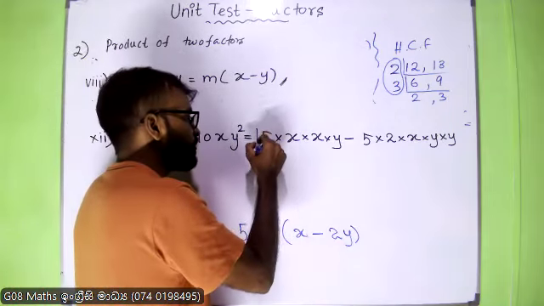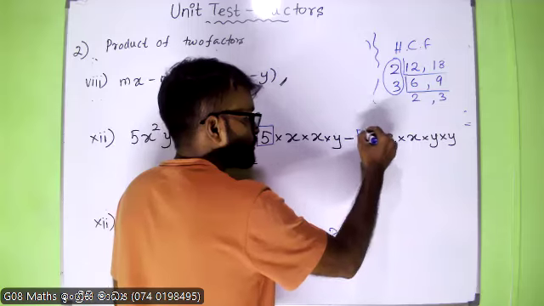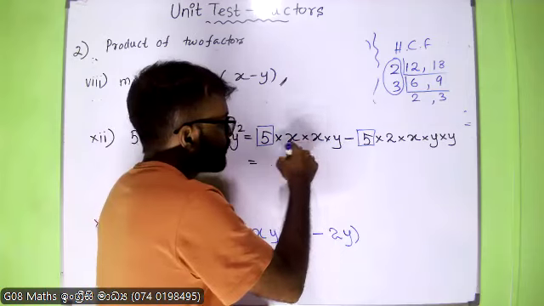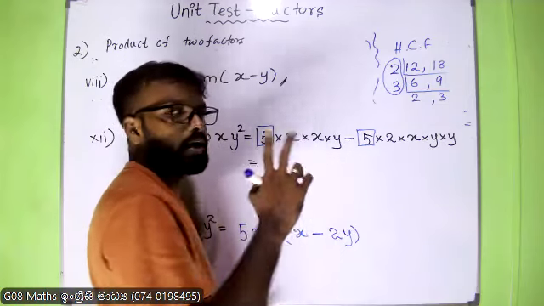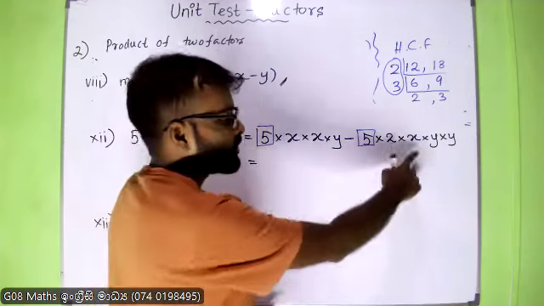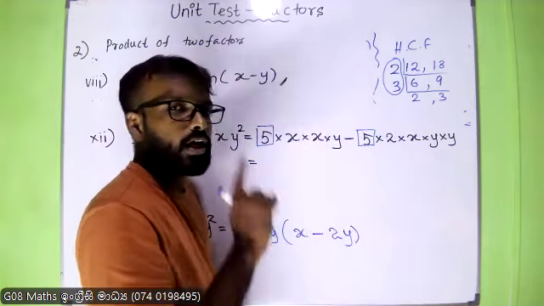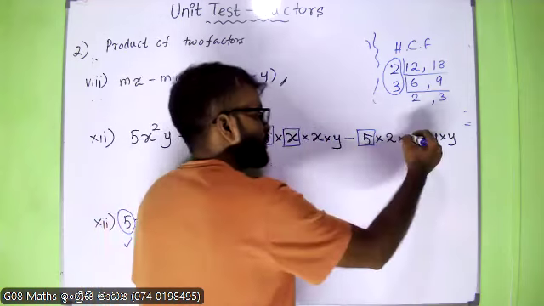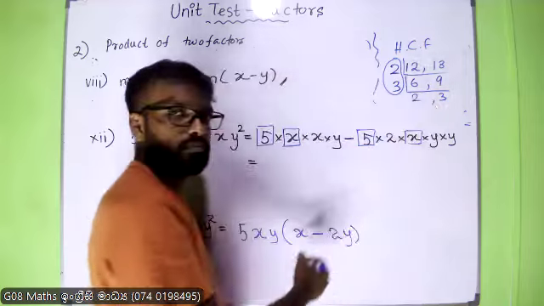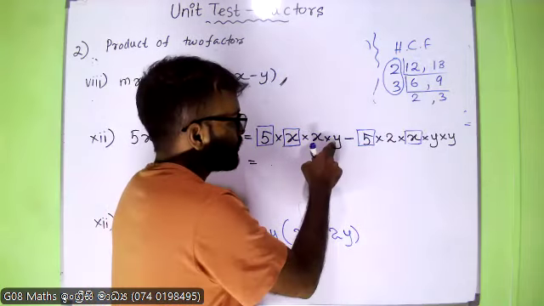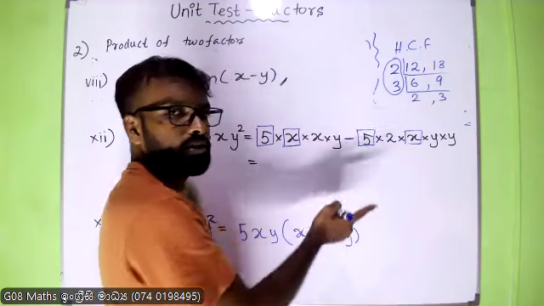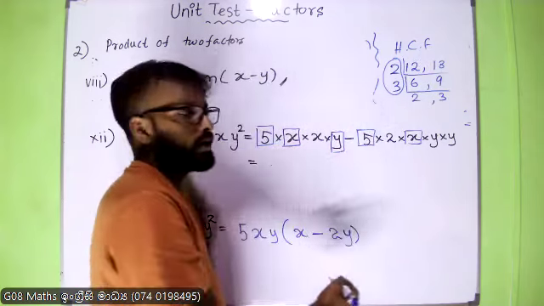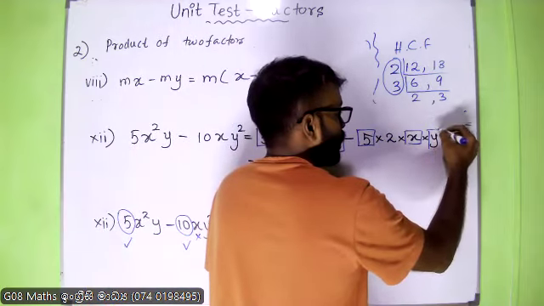So now I am going to identify what are the common terms for both. For the numerical values, 5 is a common term. Then here there are two x's multiplied together. Here you have one x. So only x is a common term. This one and this one. And then no other x's. So y. Here 1y. Here 1y.